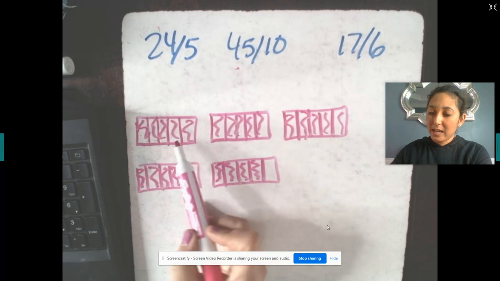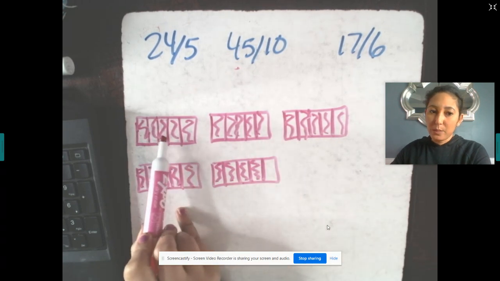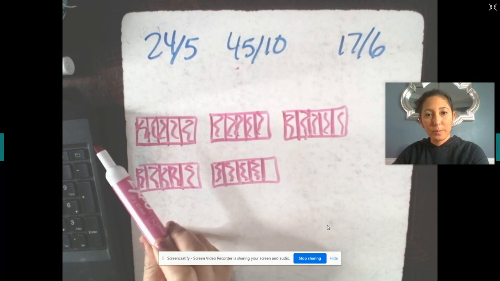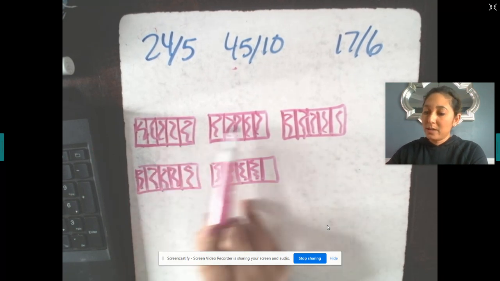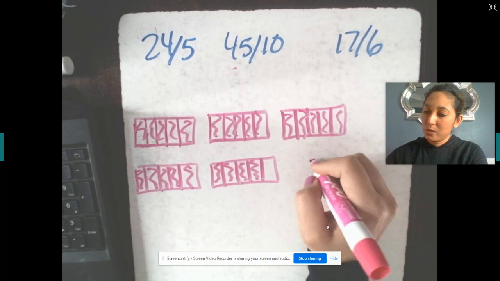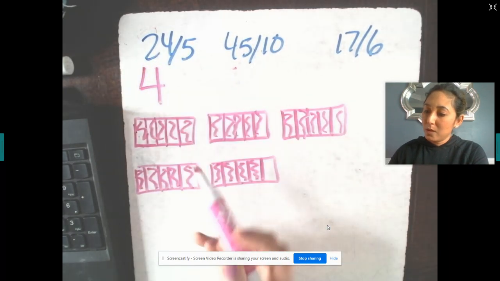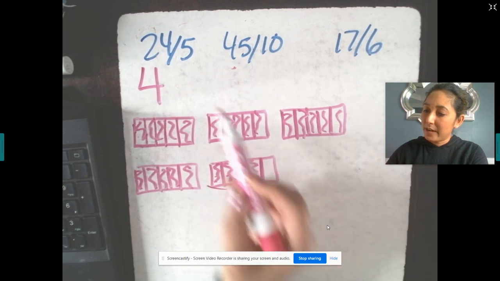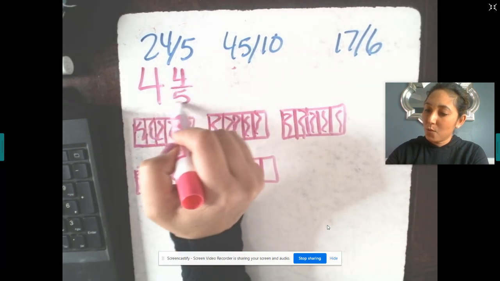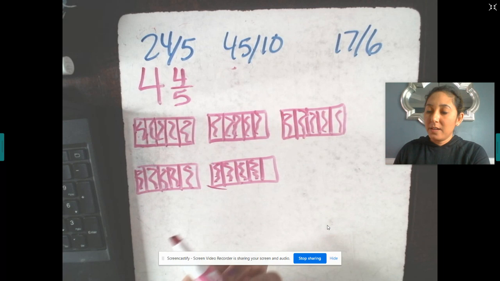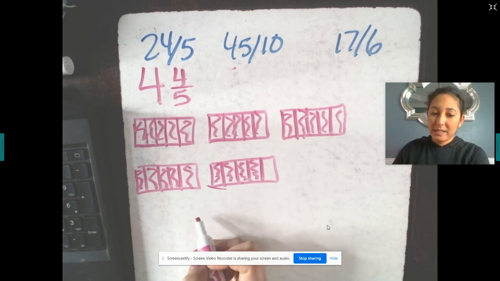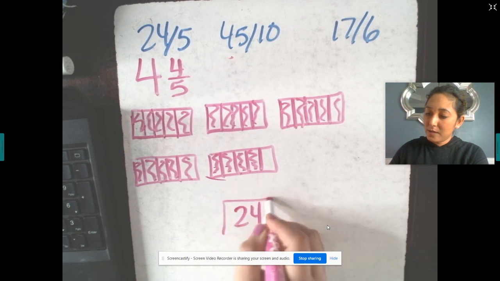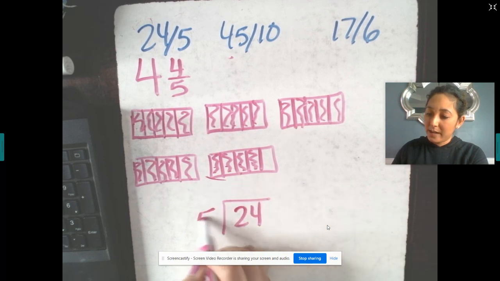Okay, now I can count the wholes because that's what we're doing with a mixed number. A mixed number is a whole and a fraction, a whole number and a fraction. So we have 1, 2, 3, 4 wholes. And 1, 2, 3, 4 out of 5. 4 and 4 fifths.